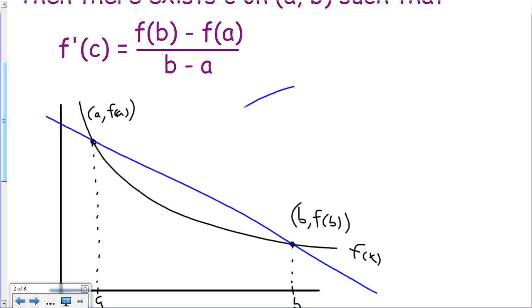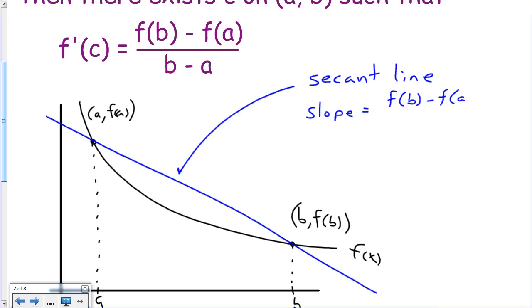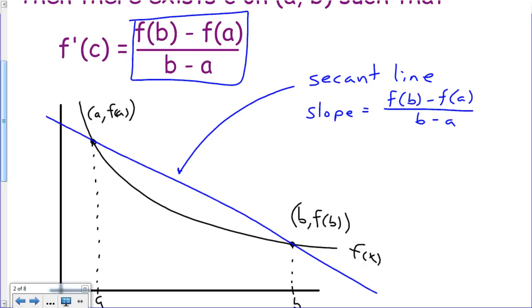This is actually what we call a secant line, where it goes through 2 points on your curve like this. And the slope of it, of course, is equal to the difference in the y's over the difference in the x's. So that's just f of b minus f of a all over b minus a. That's this guy right here that we had in our conclusion. So it's talking about the slope of the secant line when they write that conclusion, or that's an average rate.